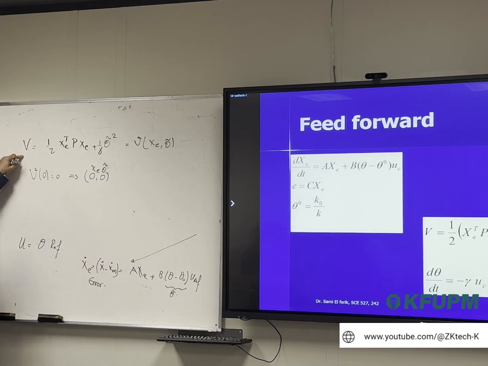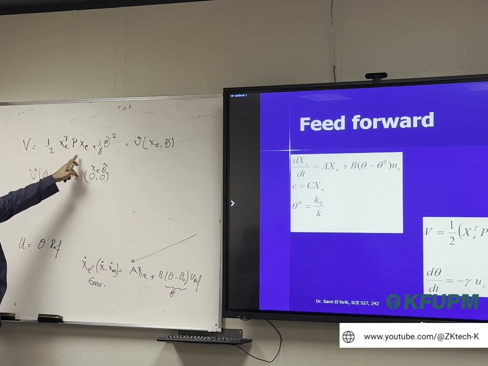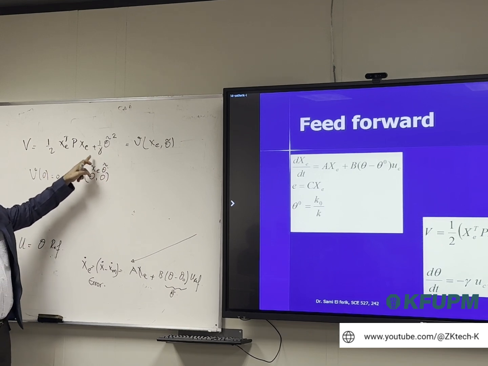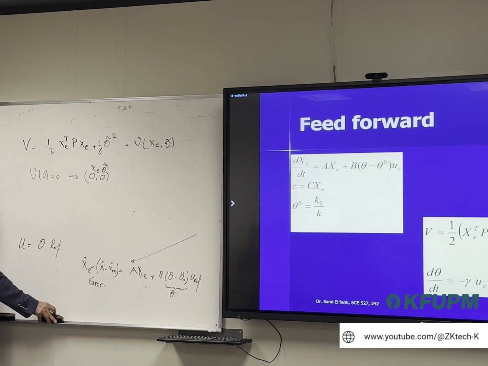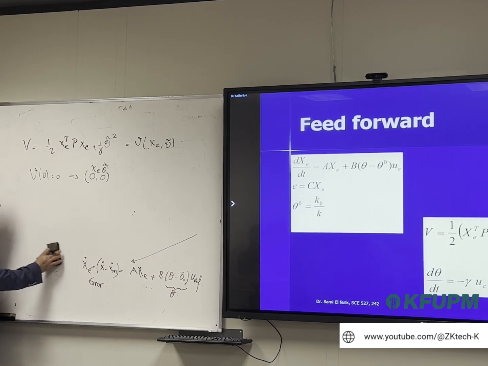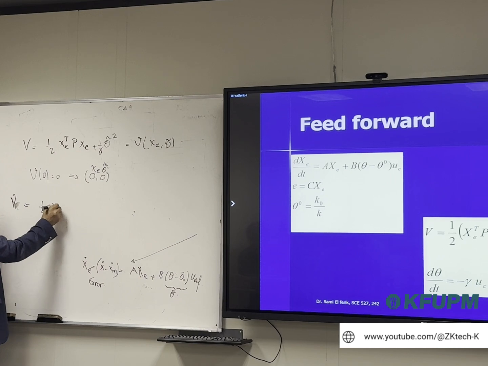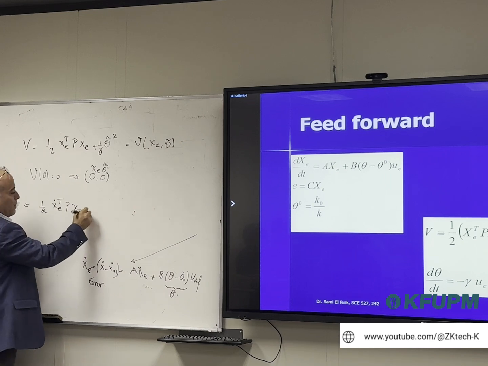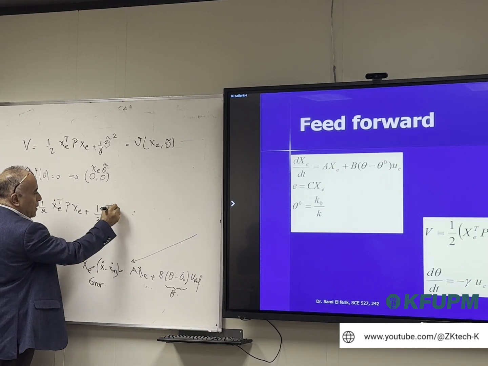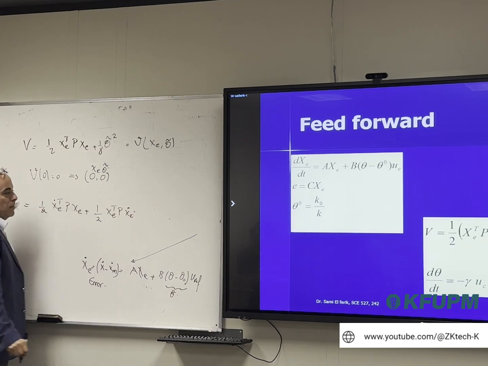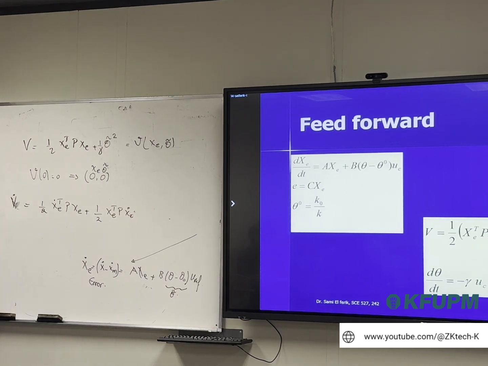So the function is positive, clear? It's 0 at 0 when both of them are 0. Otherwise it's not 0. So it qualifies for a Lyapunov function. Now I need to make sure that the derivative is negative. So when we take the derivative, V prime is equal to half xe transpose prime multiplied by P multiplied by xe, plus half xe transpose P xe prime, because P, we said, is a constant, symmetric, positive definite matrix.